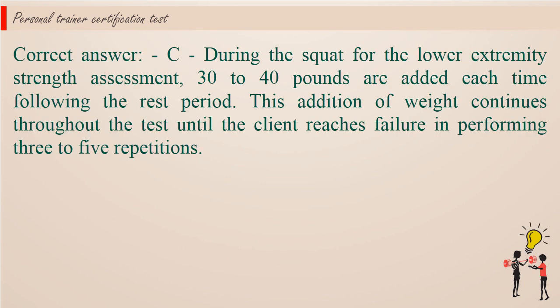Correct answer, C. During the squat for the lower extremity strength assessment, 30 to 40 pounds are added each time following the rest period. This addition of weight continues throughout the test until the client reaches failure in performing 3 to 5 repetitions.